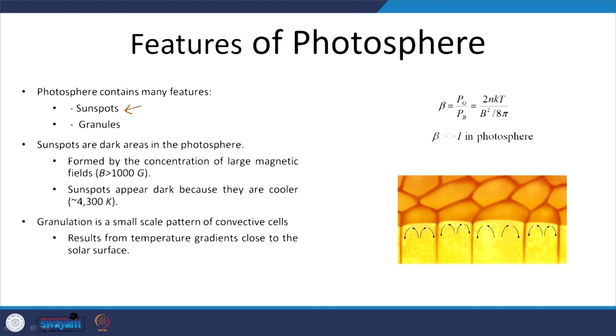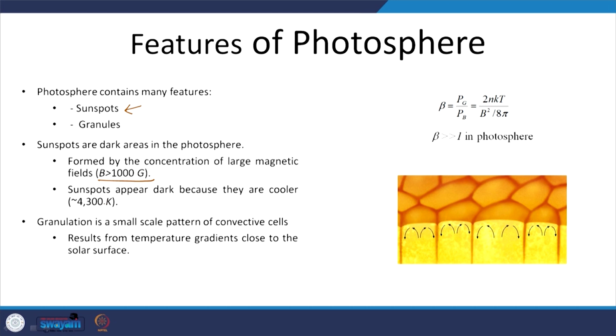Sunspots are regions on the sun which are lower in temperature, but their magnetic field is enormously large. Their magnetic fields are typically larger than 1000 Gauss. Okay. Sunspots appear darker because their temperature is low in comparison to the surroundings, at nearly the order of 4000 Kelvin.